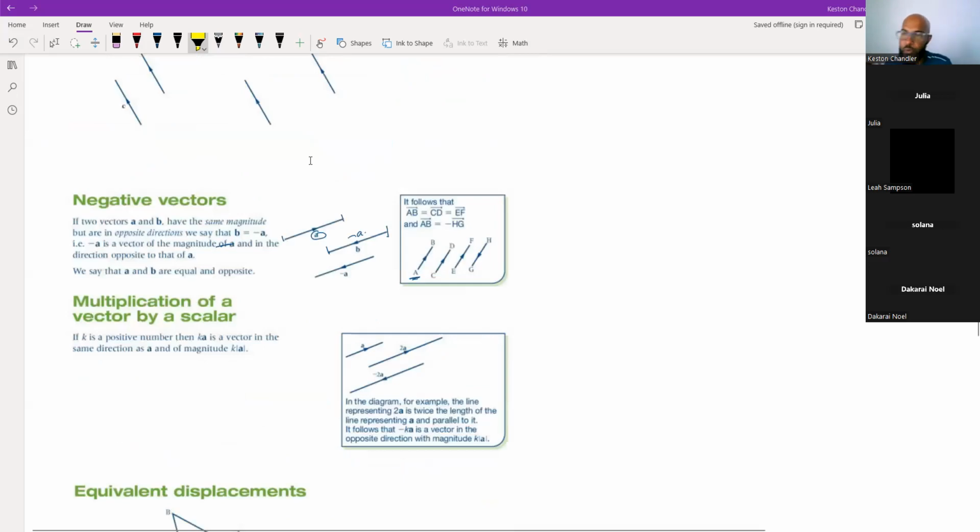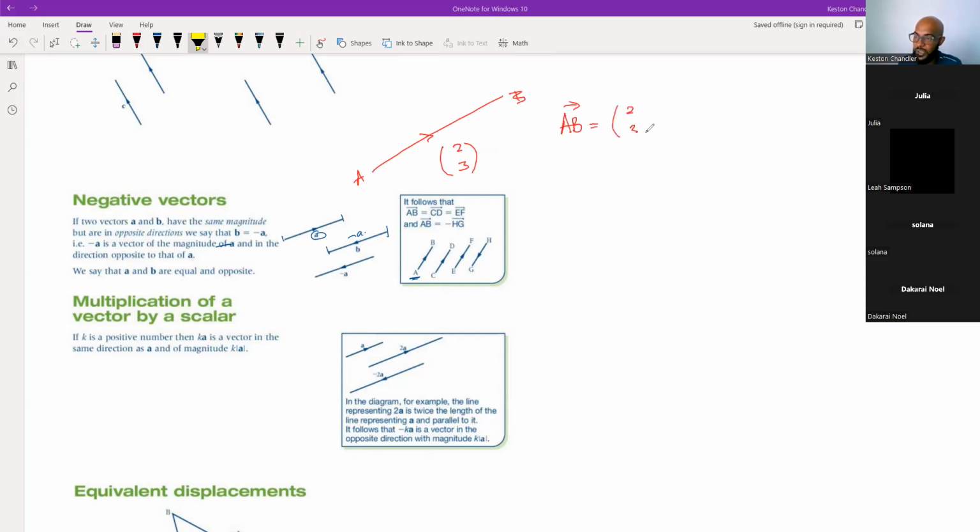Negative vectors: if we refer to a vector in the opposite direction to which it is going, then we use the negative of the vector. So let's say I had a vector going from A to B, and let's say that AB is (2, 3). The vector AB, because it's going in that direction, is denoted by this column matrix of 2, 3. That's my vector.